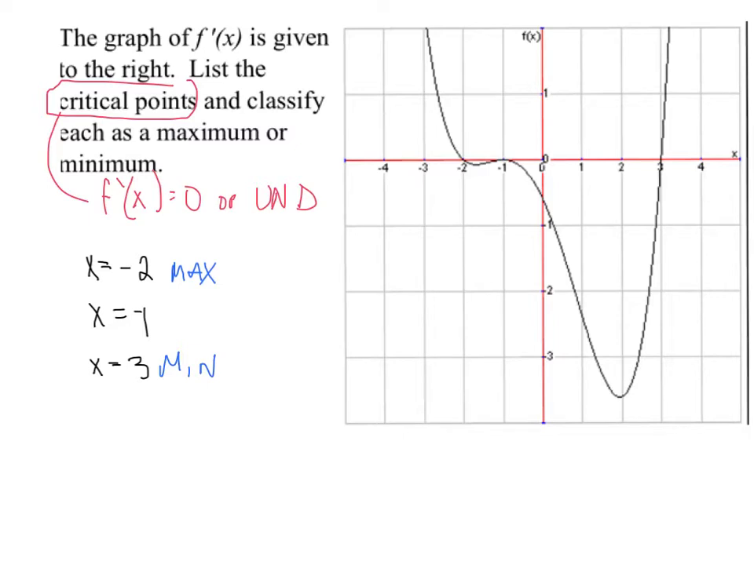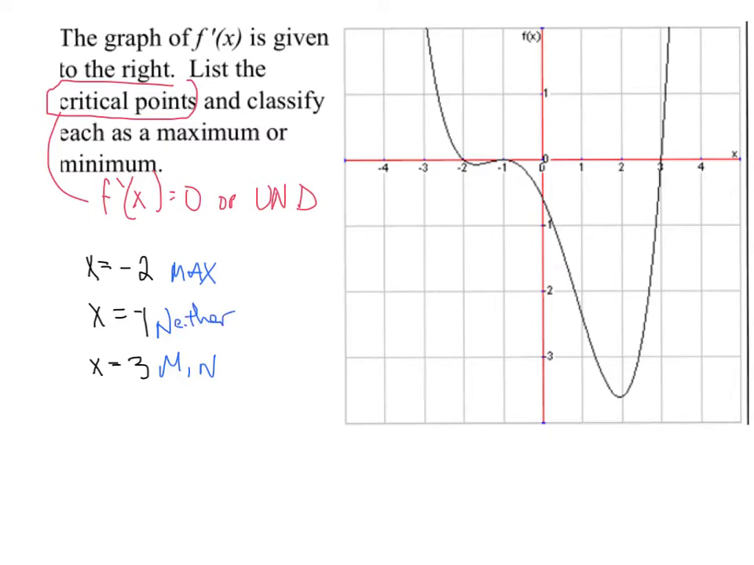And finally, at -1, you'll see that the derivative doesn't change signs. It was negative, and then it's negative, so it doesn't change. The function is decreasing and then decreasing some more, so this is neither a maximum nor a minimum. Okay.